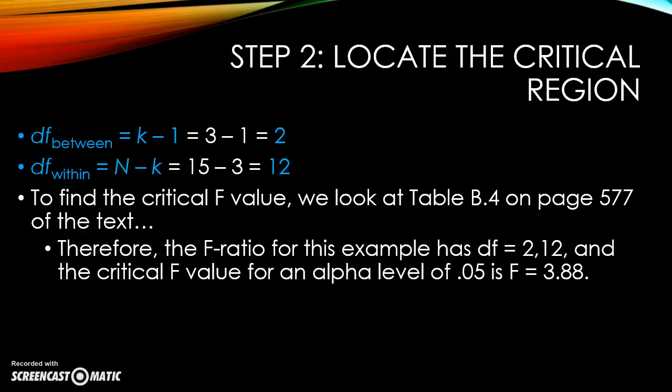You'll find the degrees of freedom between on the top and the degrees of freedom within on the side, and you'll find 2 and 12, bring them together, and find that the critical F value for an alpha level of 0.05 for this particular example is F equals 3.88. So our critical region is 3.88.